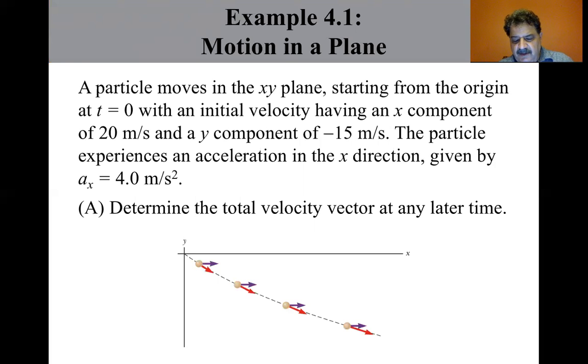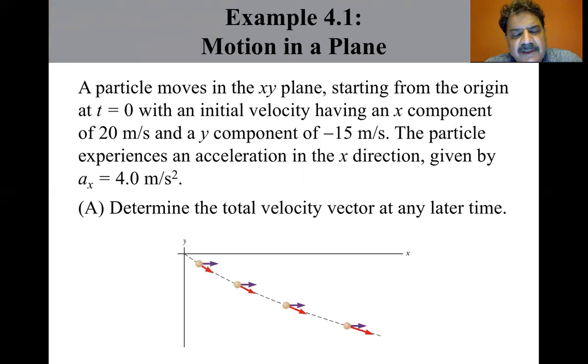You can see that there's a change. The 15 meters per second is constant, but the x component is changing. Because the particle is accelerating in the x direction, its velocity component in this direction increases, and the path curves as shown in the diagram. Notice that the spacing between the successive images increases as time goes on because the speed is increasing. The placement of the purple acceleration and red velocity vectors in the figure helps us further conceptualize the situation.